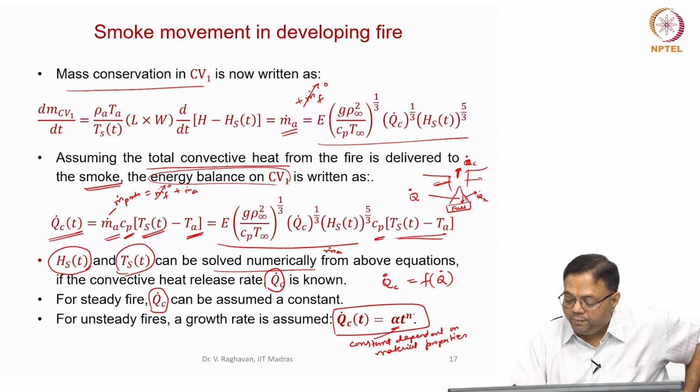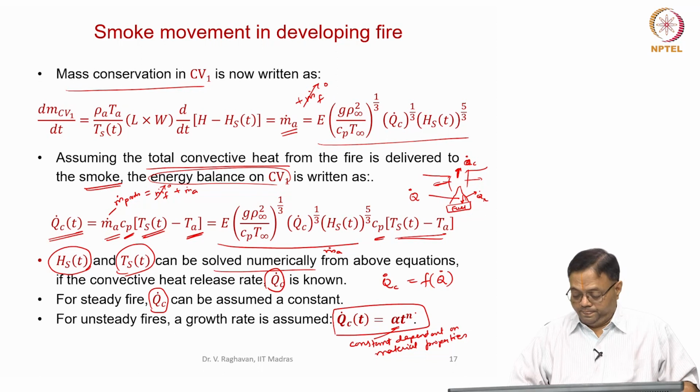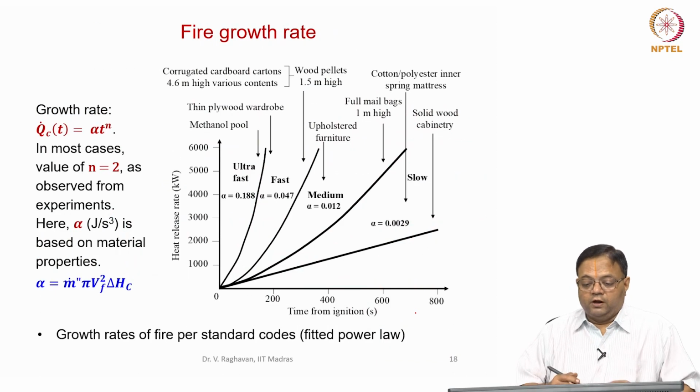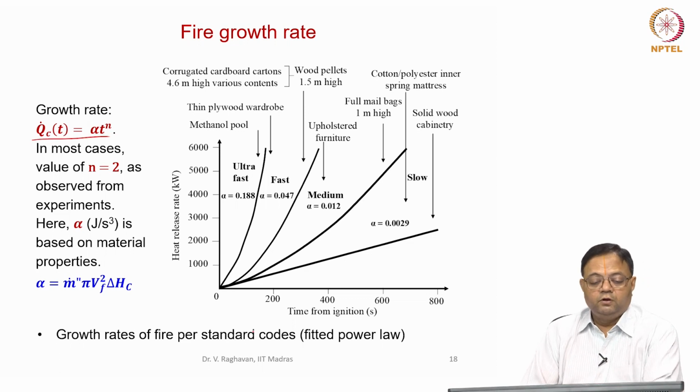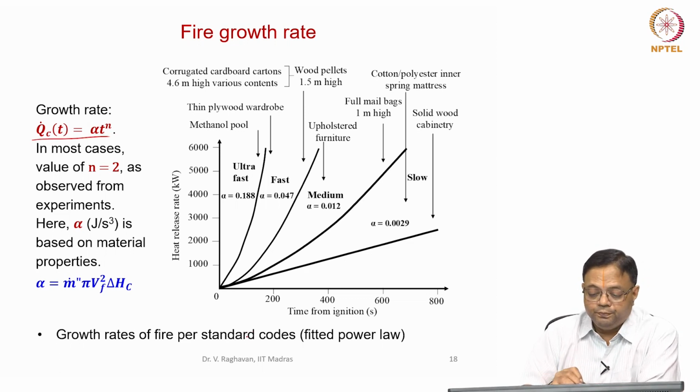into T power n, that is it. So, let us see this. How we get this convective heat flow rate, alpha into T power n.